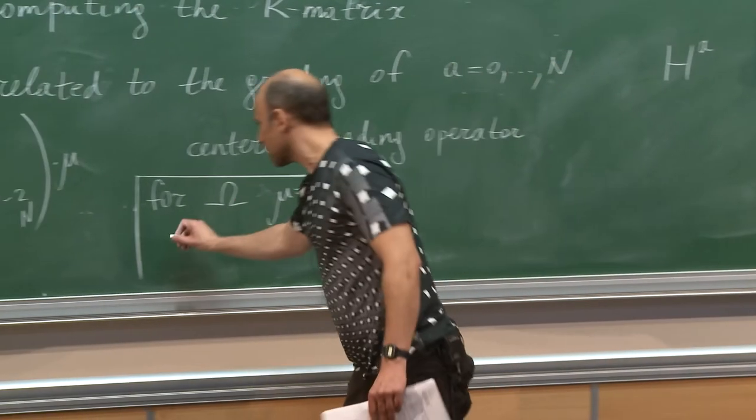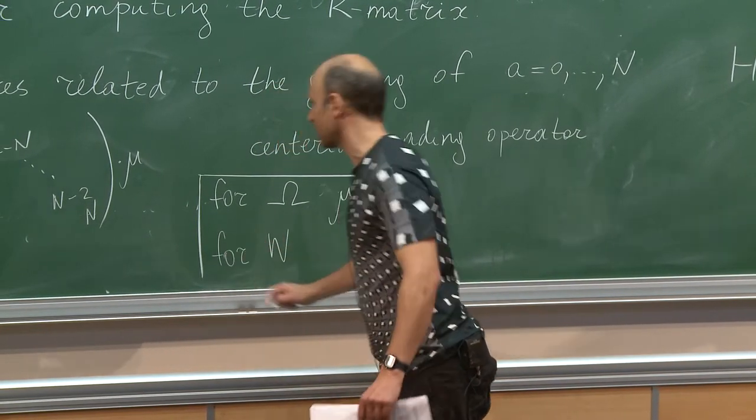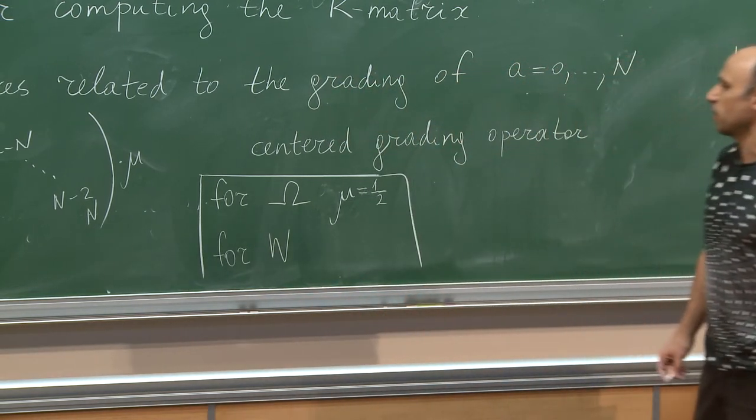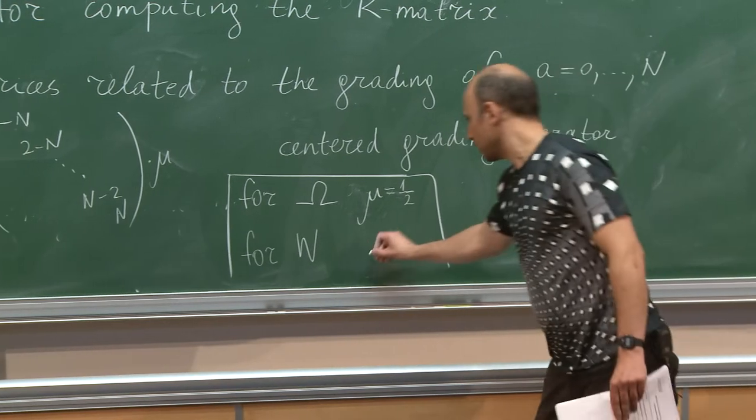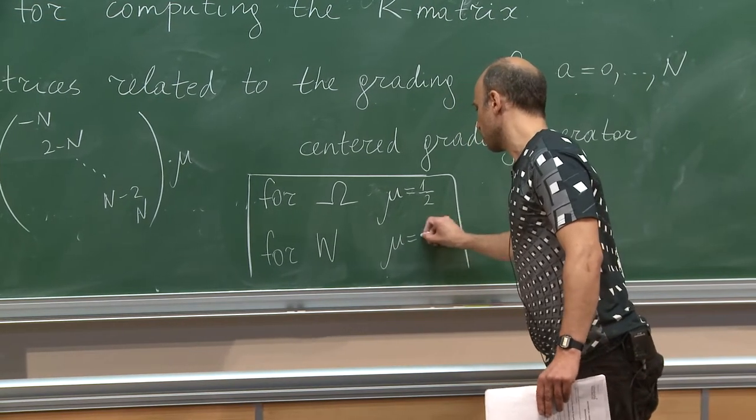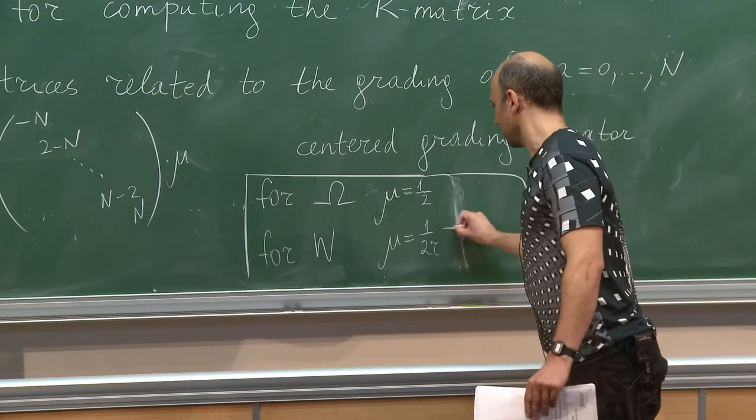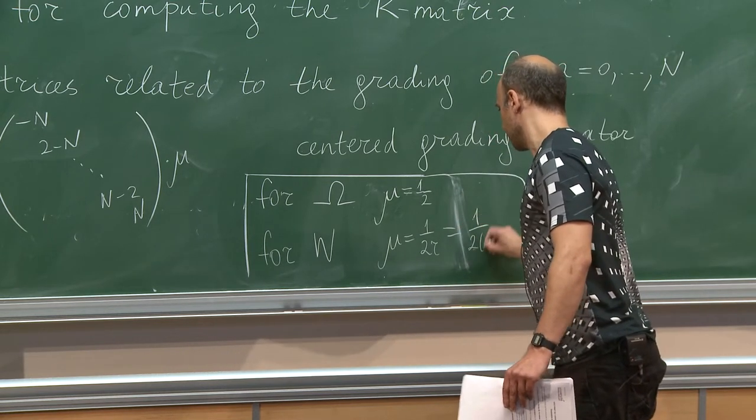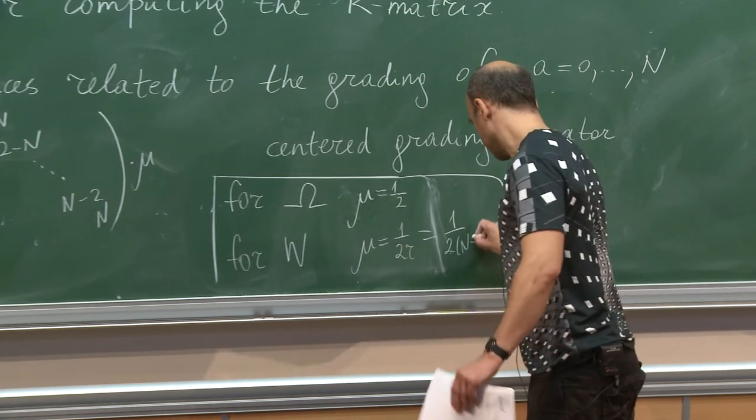And for Witten's class, there is no cohomology. It's not the Gromov-Witten theory of a variety, but there is still a grading, and in this case, mu is equal to 1/2 r, or 1/2 n+2.